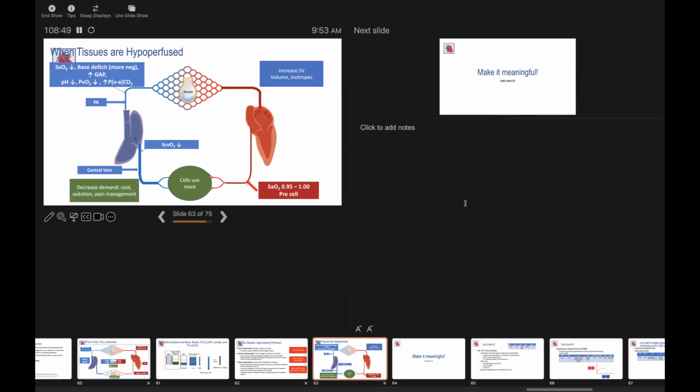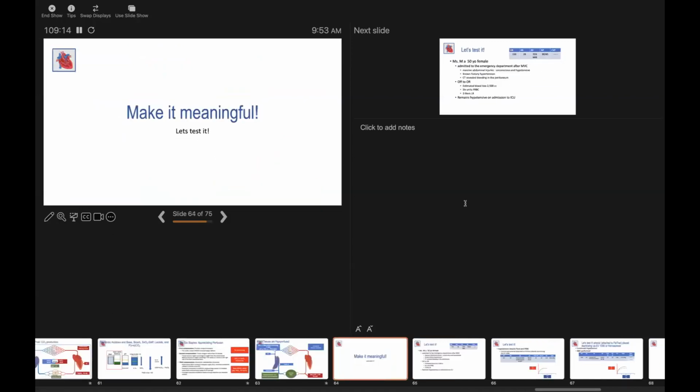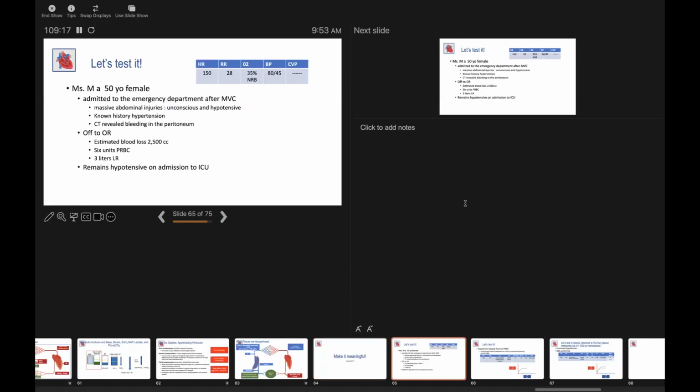Okay. And you can also help your patient decrease their demand. If they're hot, make them cool. If they're anxious, make them calm. If they're in pain, control their pain. Cool, calm, collected, pain-free, reducing the demand for oxygen. Reduce demand, increase supply. Good? Right, so now let's test it.